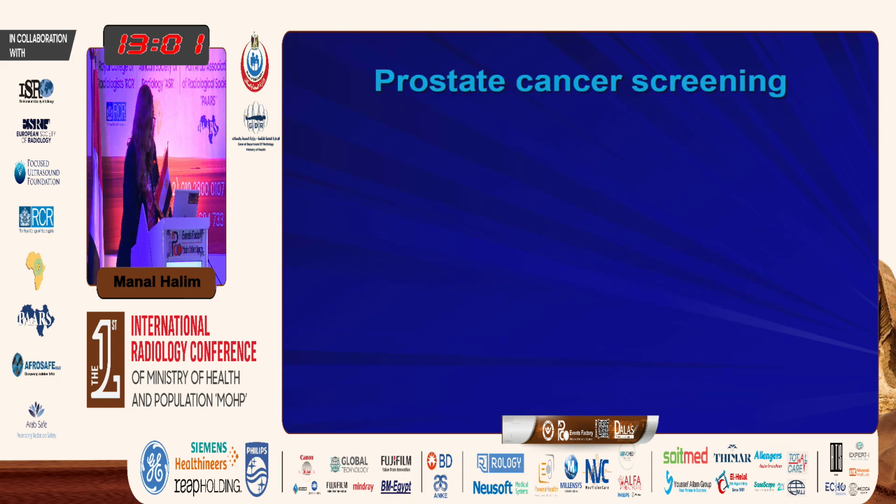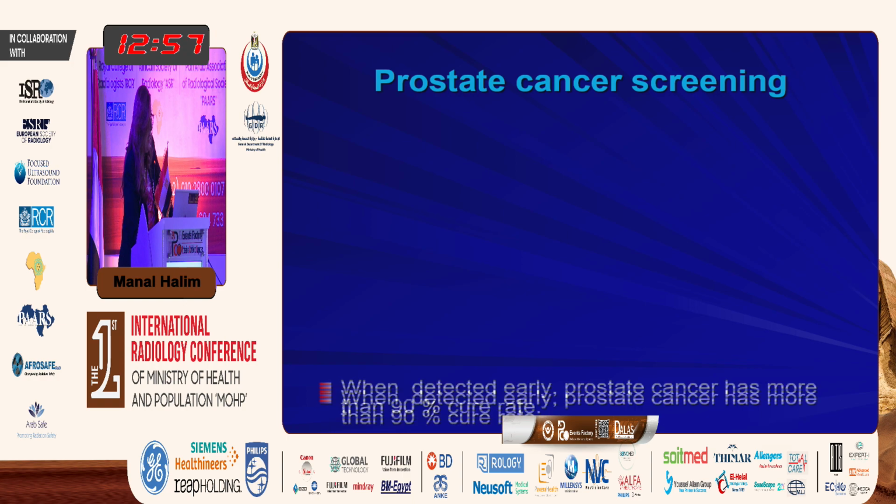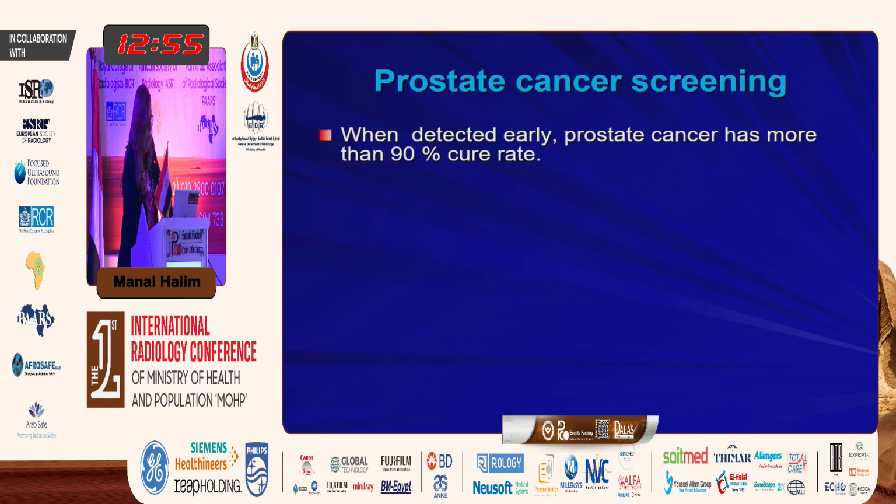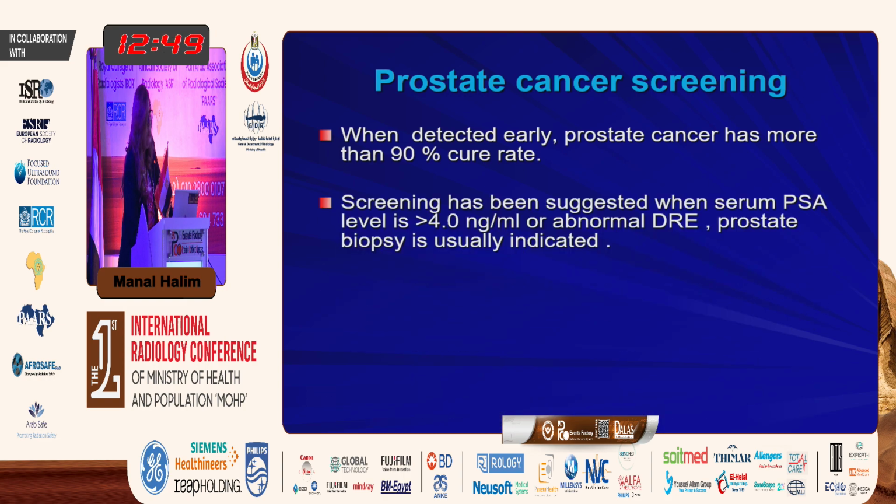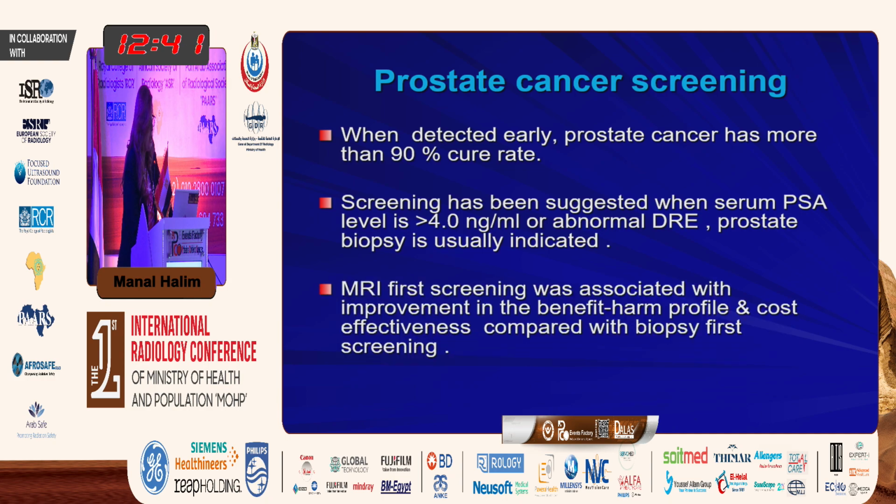And now I have something else. Lastly, I would like to talk for a slide about the screening. When detected early, prostate cancer has more than 90% cure rates. Screening is suggested when the serum PSA level is more than 4 nanogram or with an abnormal digital rectal examination. Prostate biopsy is usually indicated. Now, MRI first screening was associated with improvement in the benefit-harm profile and cost effectiveness compared with biopsy first screening.